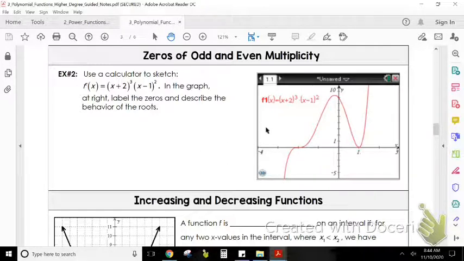So it says use a calculator to sketch. Excuse me, they already did it. f of x equals x plus 2 cubed times x minus 1 squared. In the graph at the right, label the zeros and describe the behavior of the roots.